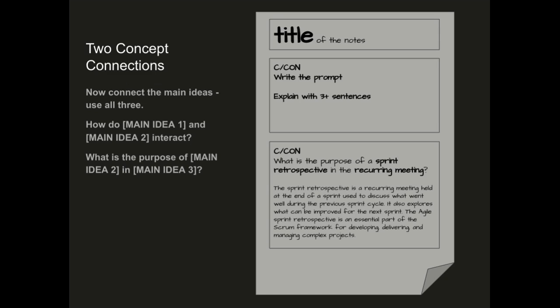So it might be, how do main idea 1 and main idea 2 interact? What's the purpose of main idea 2 and main idea 3? Your 4th page is going to have the title, it'll have the prompt from the concept connection, and then explain it in about 3 sentences. It might look like this one on the bottom. What is the purpose of a sprint retrospective in the recurring meeting? So we write the question out and then explain it with about 3 sentences.